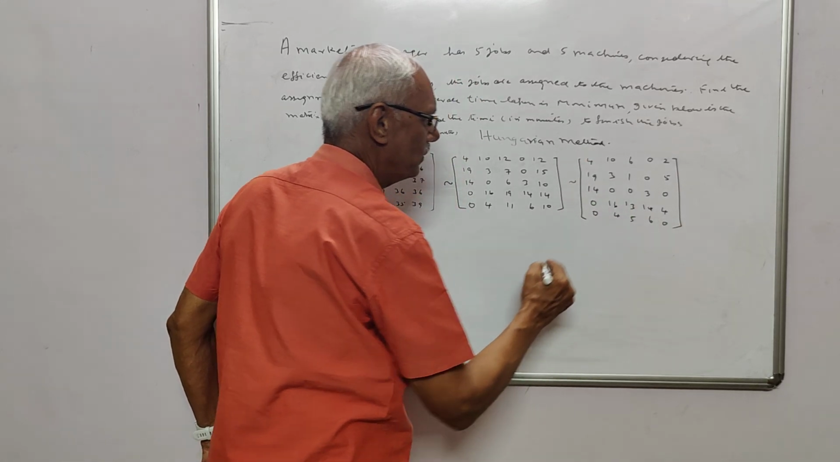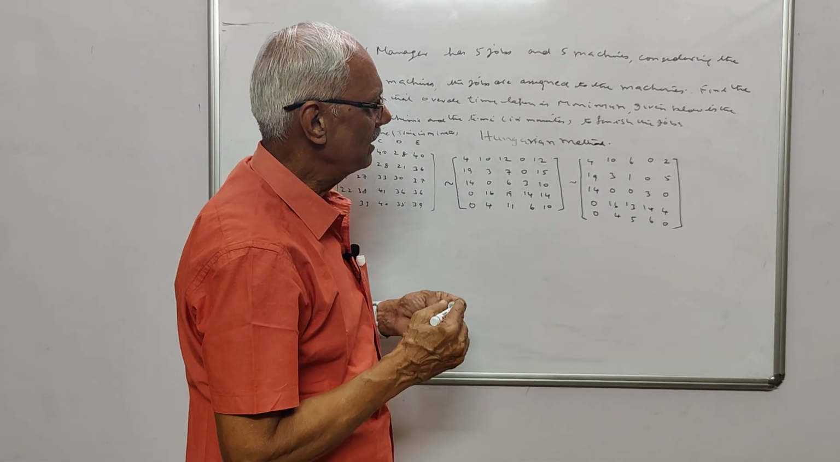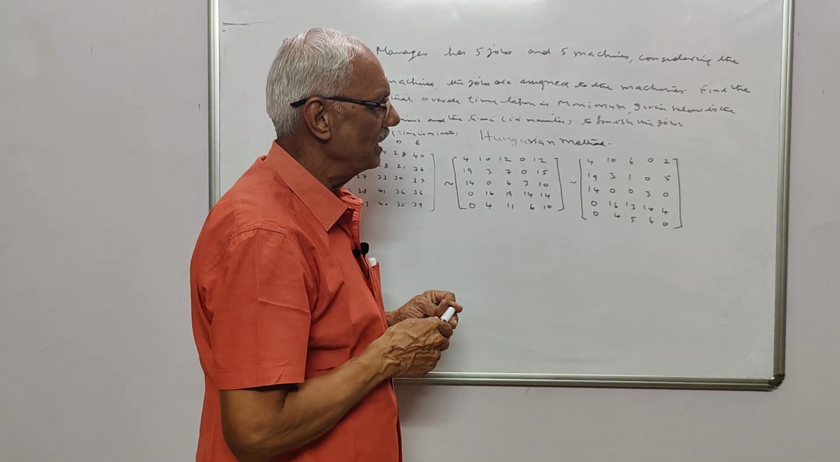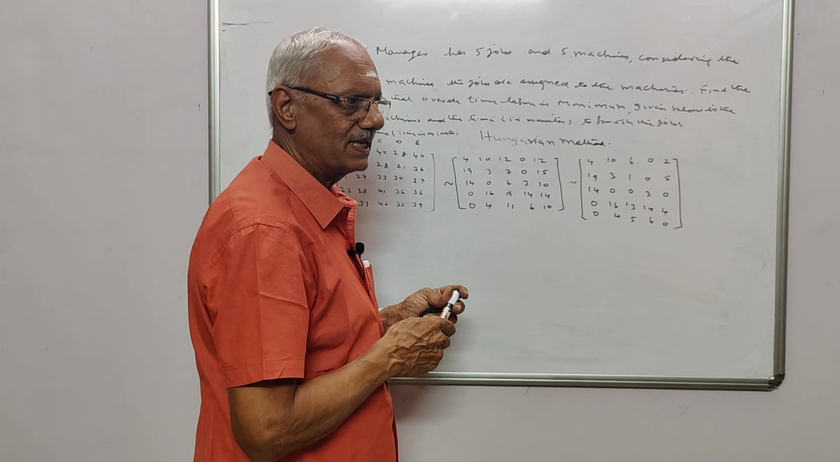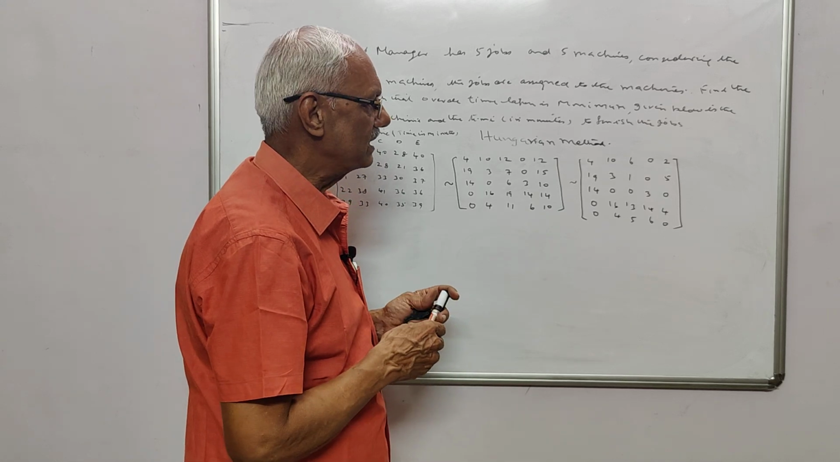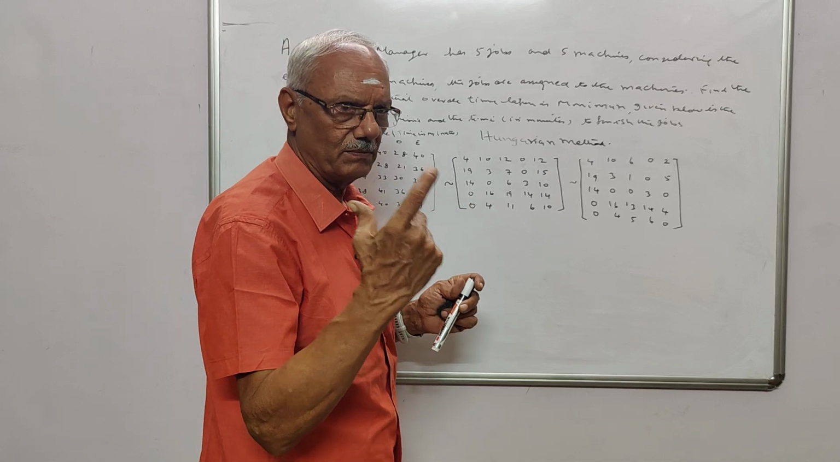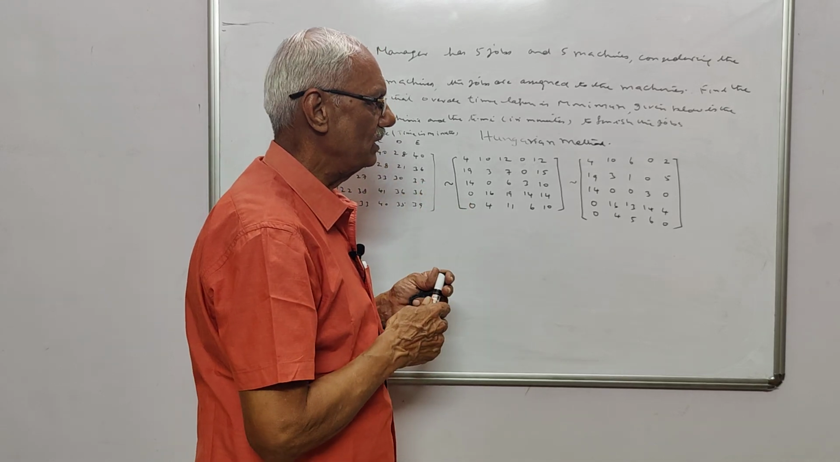Now you see that I am able to bring in every row and column to have at least one zero. Then you go for the assignments. Assignment, in the sense, if you bracket a zero, it is called an assignment. So let us start doing the assignments.